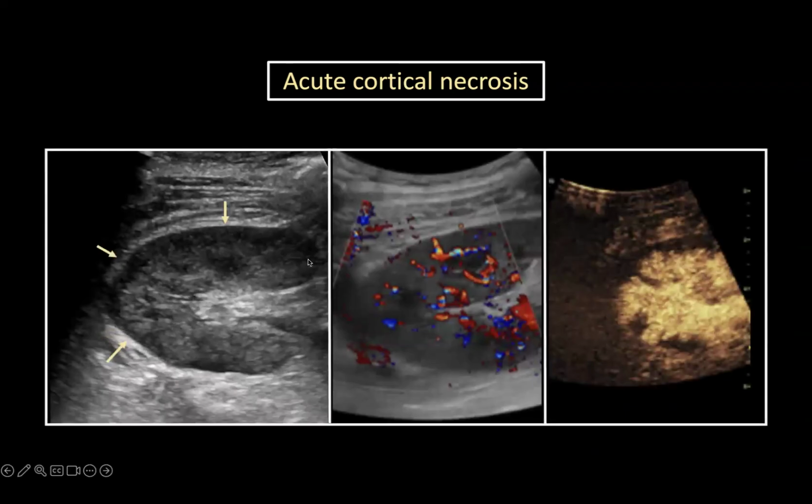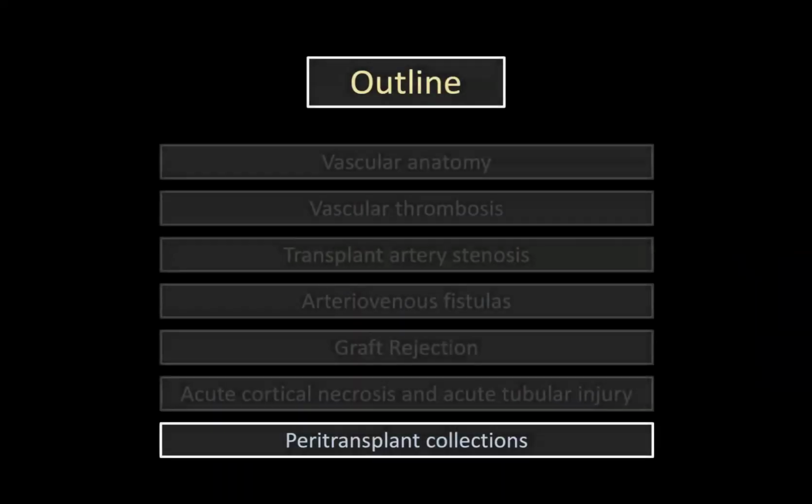Here's another example of acute cortical necrosis. When the cortex becomes necrotic, it can become much more hypoechoic, and you can get this hypoechoic rim appearance to the kidney graft. Here we can see on our Doppler image that there's decreased perfusion. And then we were trying to figure out, okay, is this acute tubular injury or acute cortical necrosis? We ended up giving contrast, and you can see that there are areas that just have no perfusion within the cortex as well, which ends up diagnosing this as acute cortical necrosis.